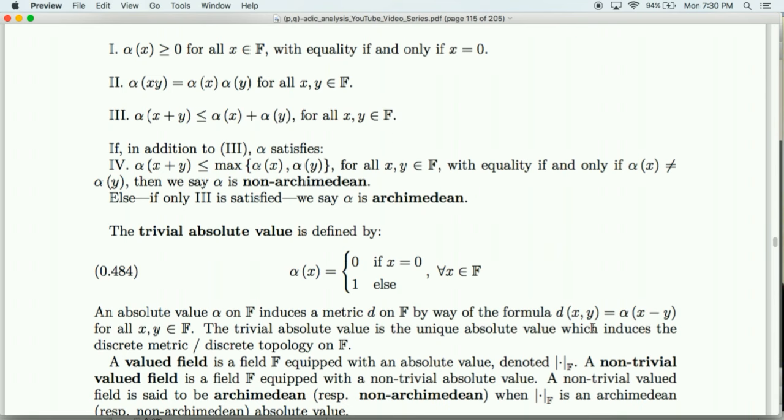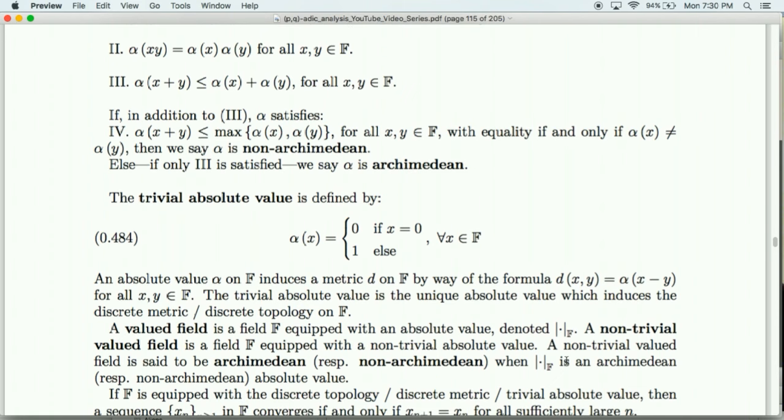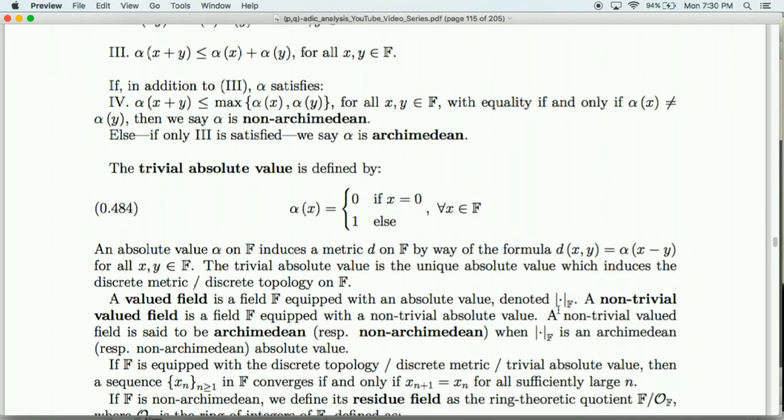A valued field, then, is a field which is equipped with an absolute value, usually denoted with bars, but I'm going to use a different notation for this, as I'll get to in a moment. A non-trivial valued field is when the absolute value is non-trivial. A non-trivial valued field is Archimedean, respectively non-Archimedean, based on whether or not its absolute value is Archimedean or non-Archimedean. So that means that an Archimedean or non-Archimedean field cannot have the trivial absolute value. It's just by the definition we're adopting.